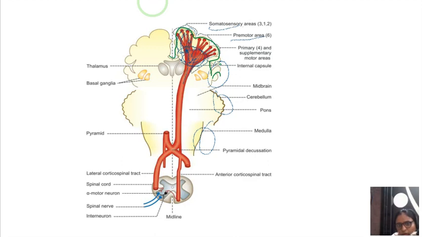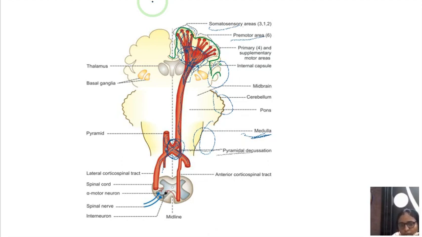But below that, it converges downwards and descends through the internal capsule. Your internal capsule is present between the thalamus, the lenticular nucleus and the caudate nucleus. From there it descends, crossing the brain stem, and appears at the medulla. In the upper part of the medulla, at the anterior surface, it crosses and forms the pyramidal decussation. The picture looks like a pyramid, which is why it is called the pyramidal tract.